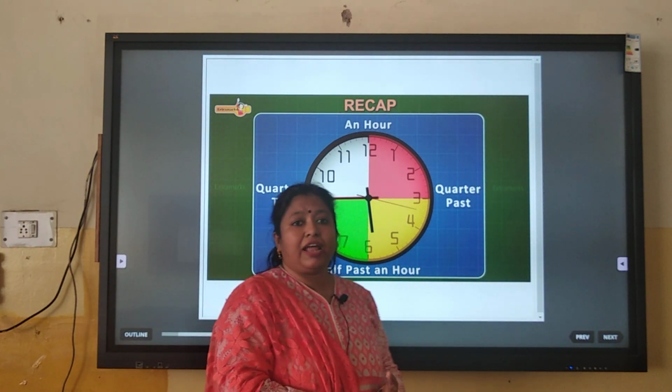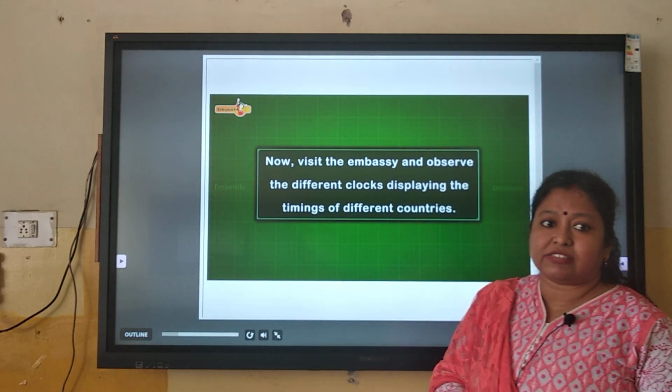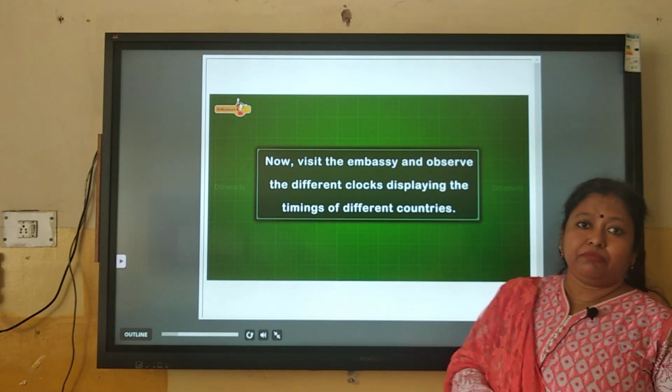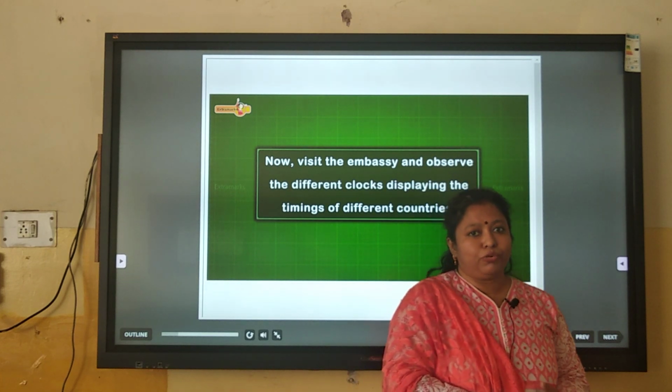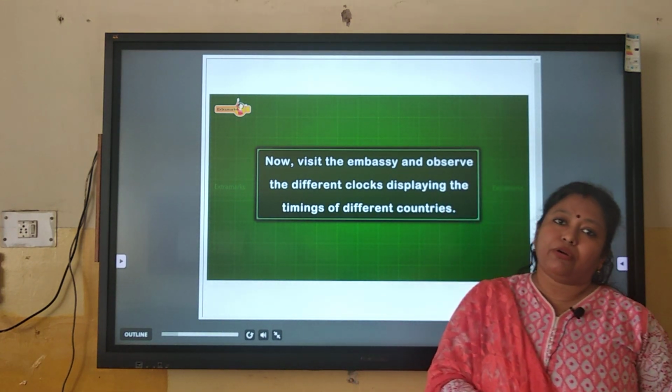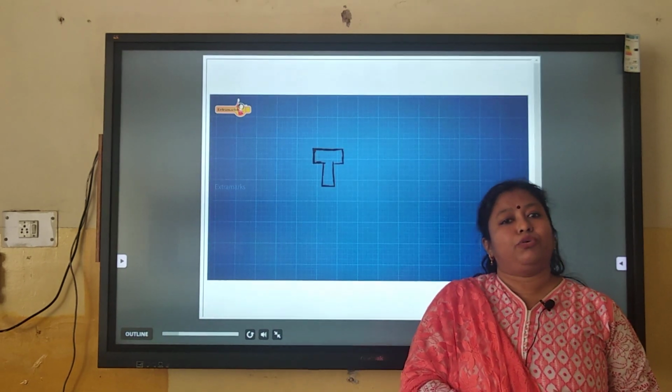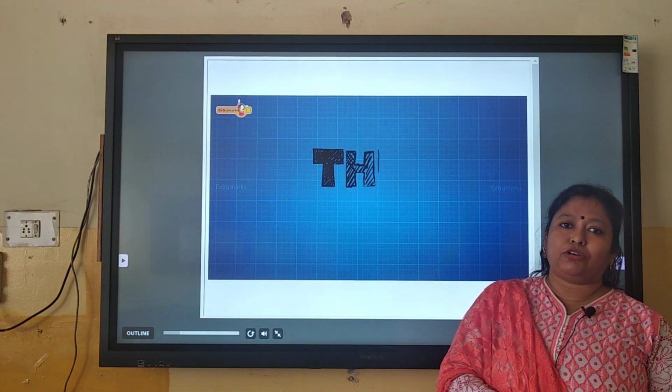So dear children, I think you have understood this concept of reading time from a clock, so you will be able to solve these things on your own. You can read time from the clock on your own.